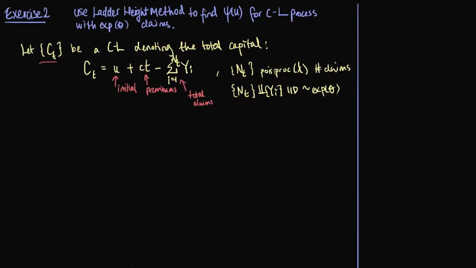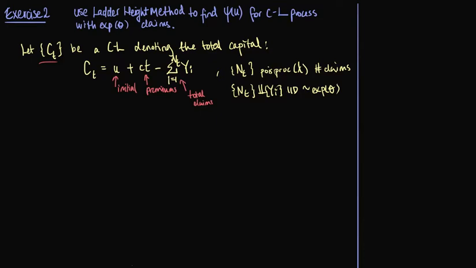Recall that the number of claims N_t is modeled by a Poisson process with arrival rate lambda, and the claim number process and the claim size process are independent, and the claim sizes are i.i.d., and in this case exponentially distributed.